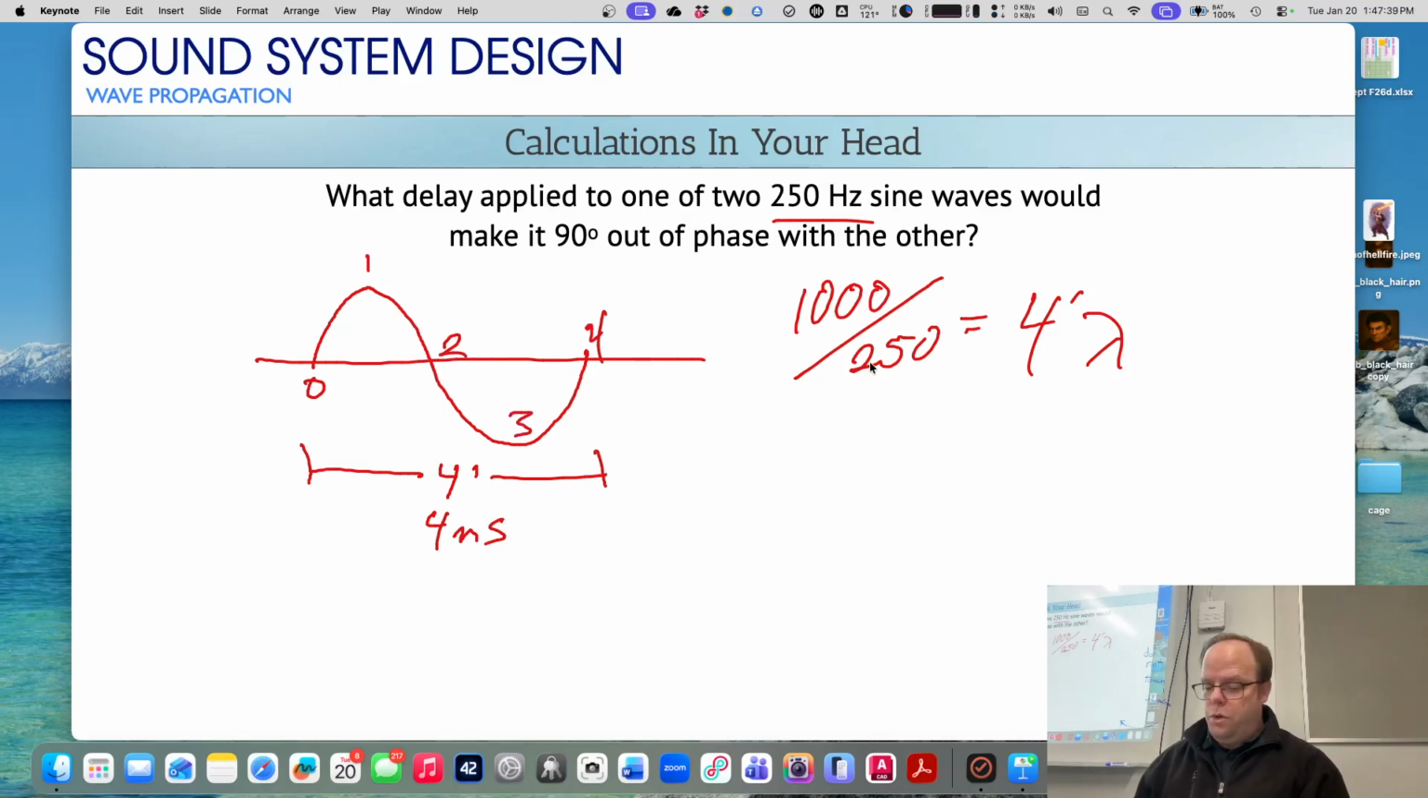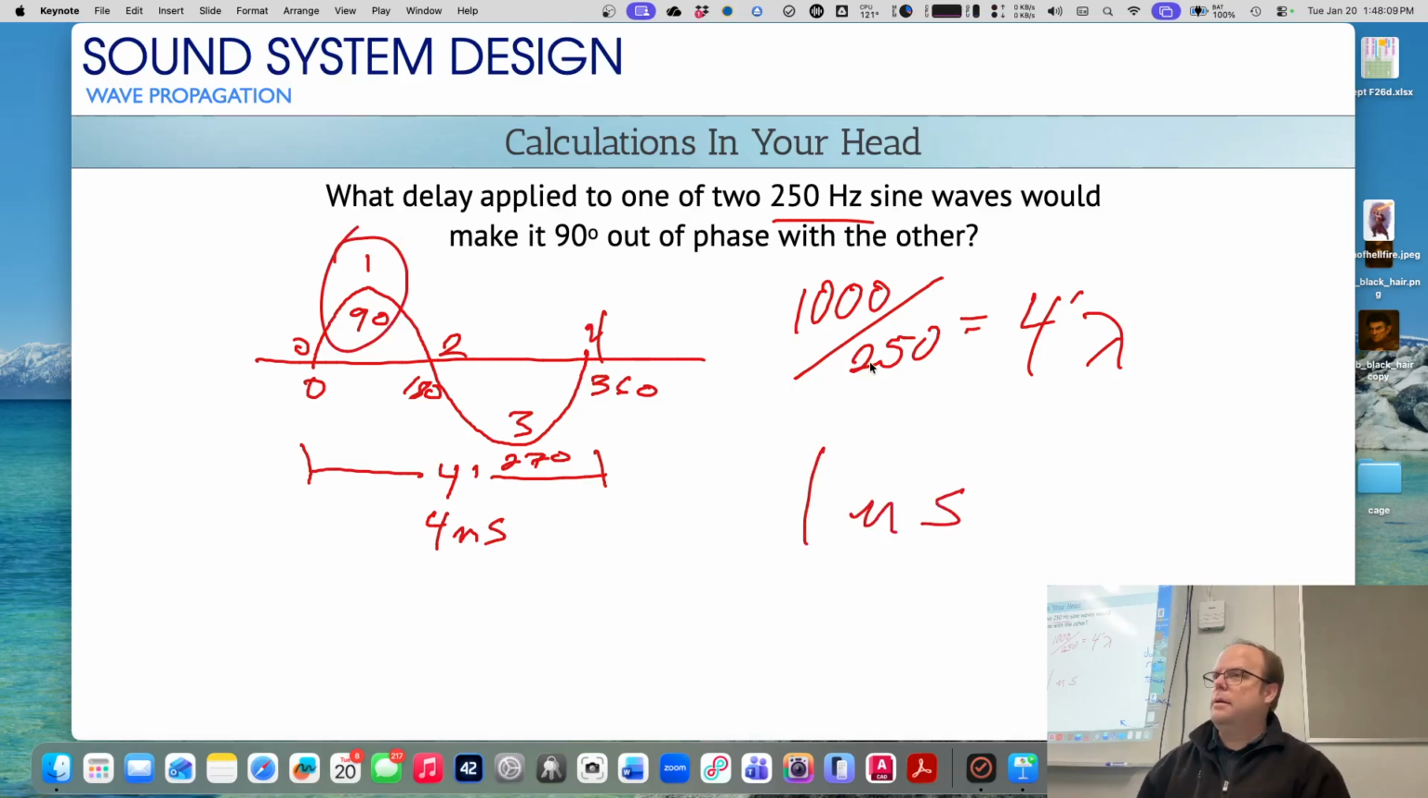Okay, so what are the phase relationships? Well, this one is 0 degrees, this one is 360 degrees, this is 180, and this would be 90, and this would be 270. So, what delay applied to one of two 250 hertz sine waves would make it 90 degrees out of phase with the other? 1 millisecond. Yeah. Make sense? Did I lose anybody there?